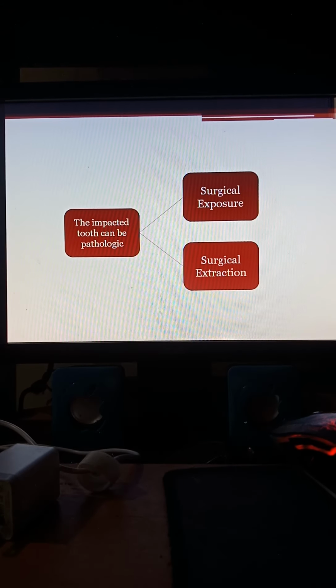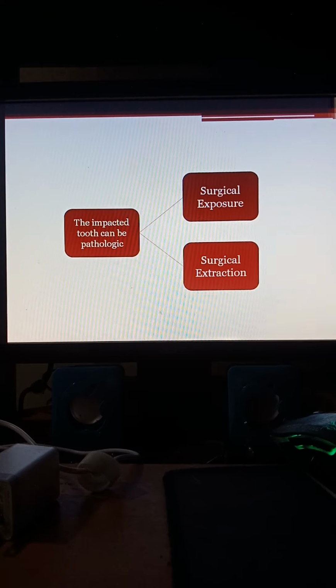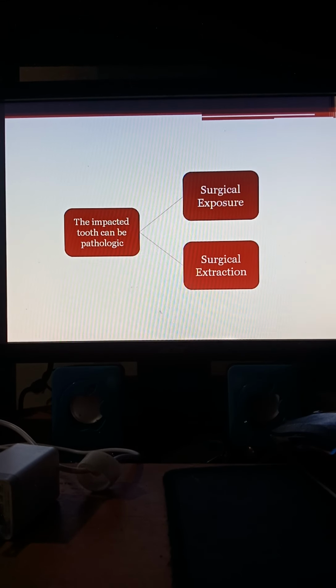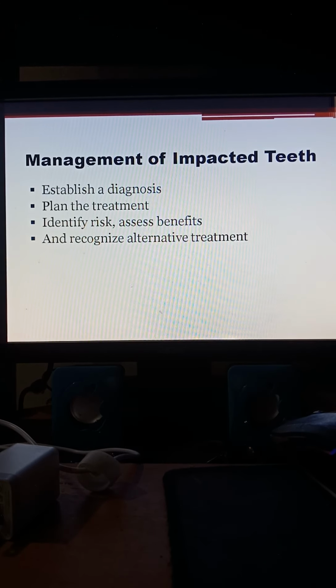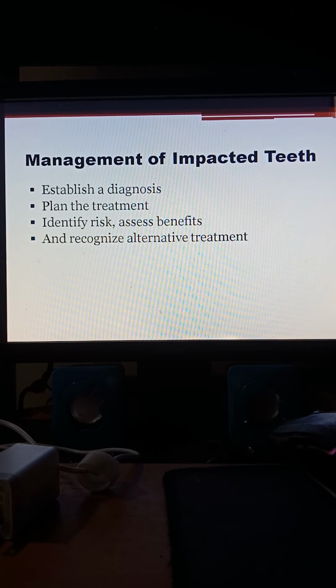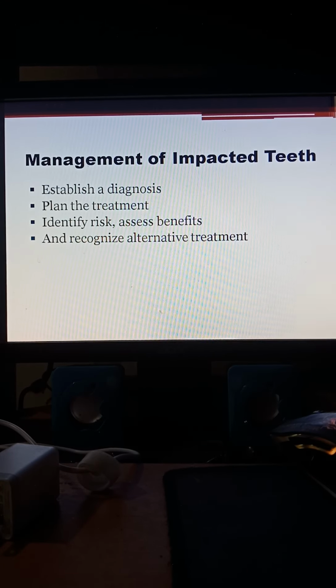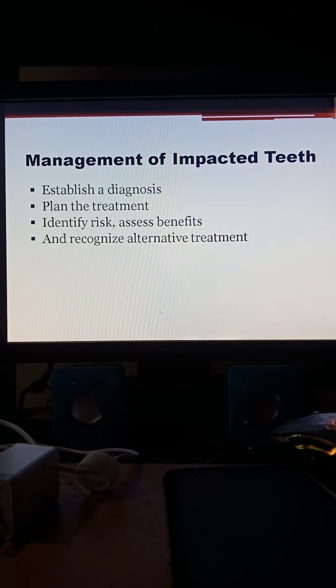The impacted tooth can be pathologic and managed in several ways. We have surgical exposure and surgical extraction. Management of impacted teeth: establish a diagnosis, plan the treatment, identify risk, assess benefits, and recognize alternative treatment.